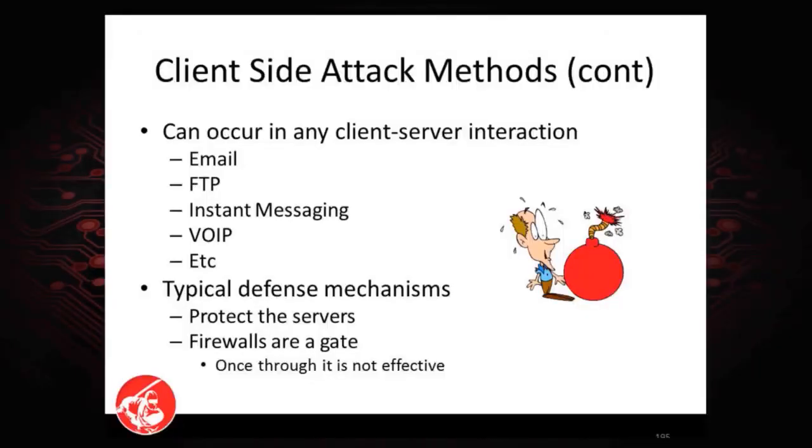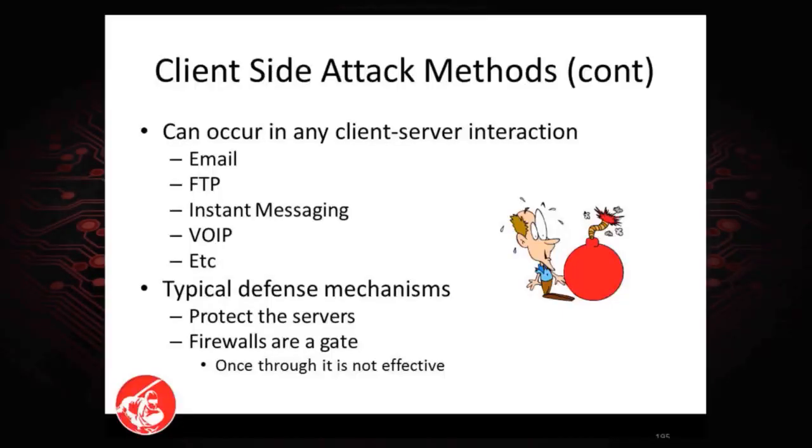It can occur in any client-server interaction. We all think about email because we hear it all the time. We all think about web servers because we go to a website and we click on a link there. But what about instant messaging? How many of you use instant messaging? This is one of the most common ways. Twitter. How many of you look at Twitter? Tweets. You click on a link in the tweet. You're asking for this type of attack. Voice over IP. All these types of things can be used.